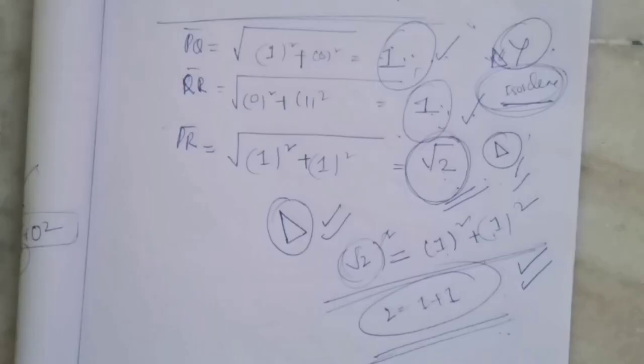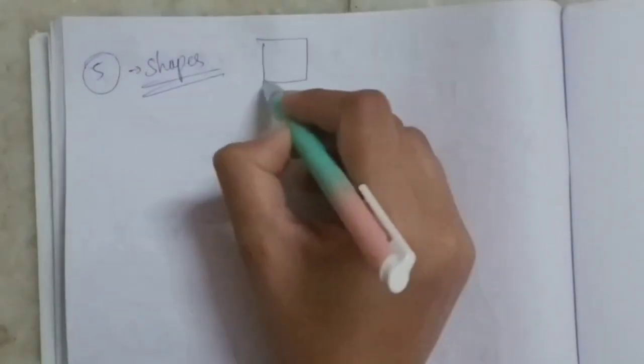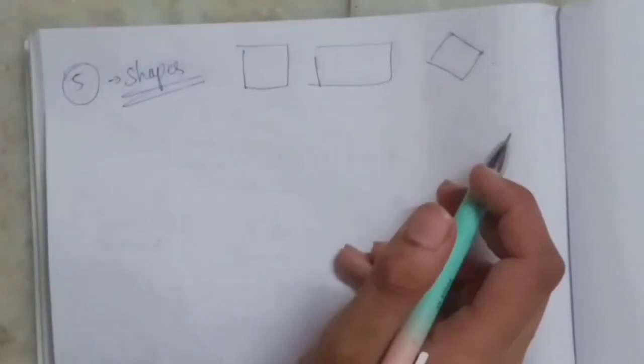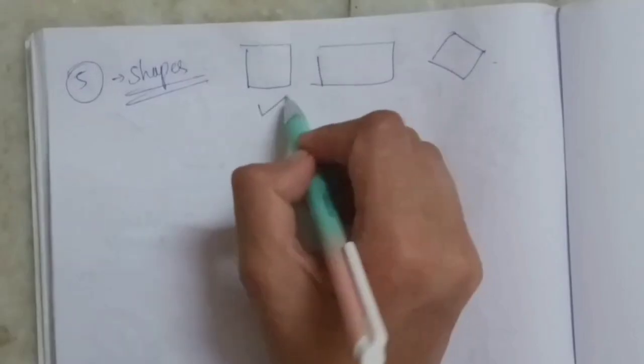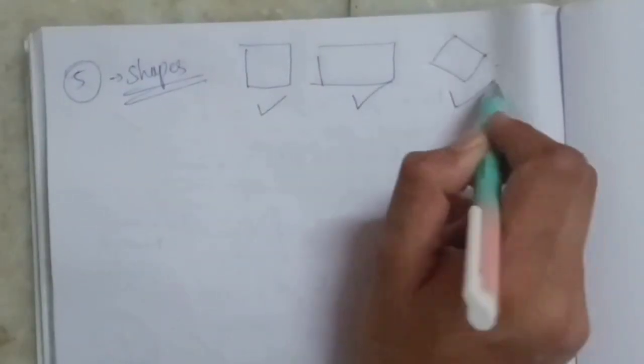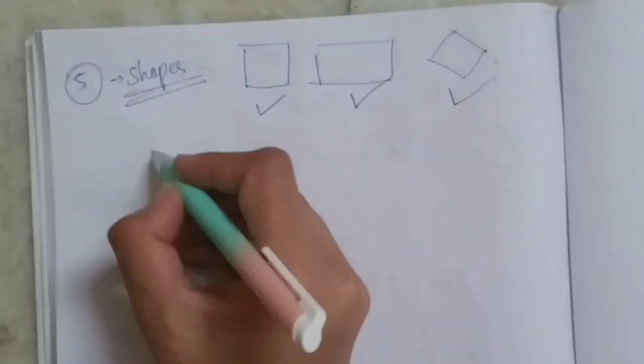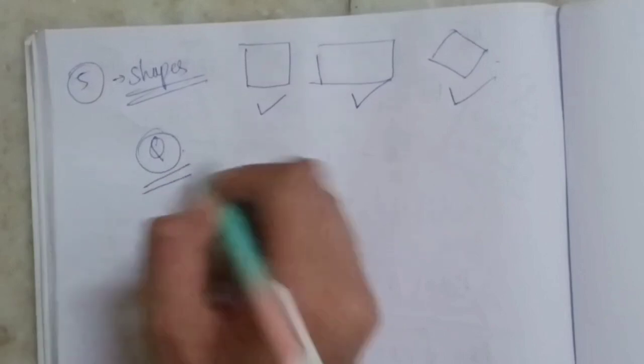So now let us see another model. The shapes. So what are the shapes? The square, the rectangle, the rhombus, right? So they'll give four coordinates and they'll ask whether this forms a square or a rectangle or a rhombus. So how can we check? So let us do an example question here.